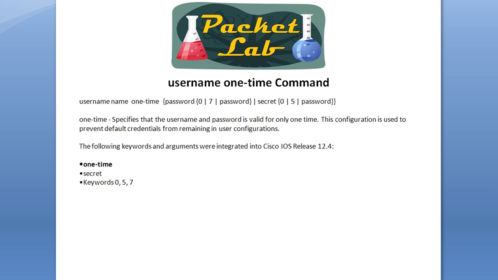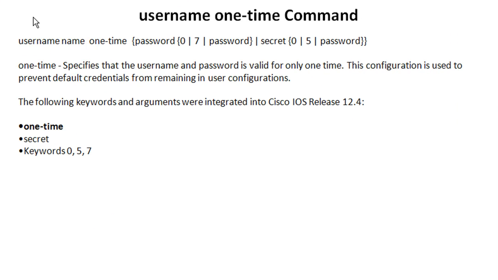Alright, a little later in the game than I usually introduce this, but this is the command. It's a username command, so it's username, then you provide a name, and then the one-time option. And we went over this. This is just basically a slide that shows you the Cisco documentation for this command. It is important to remember that it's under the username command documentation. You see here that it was introduced in iOS 12.4.